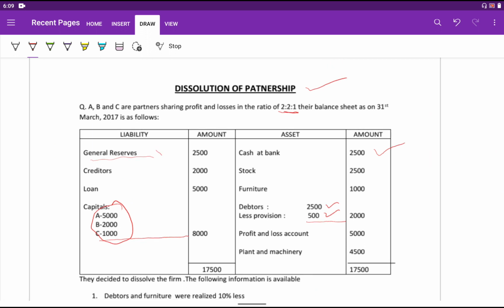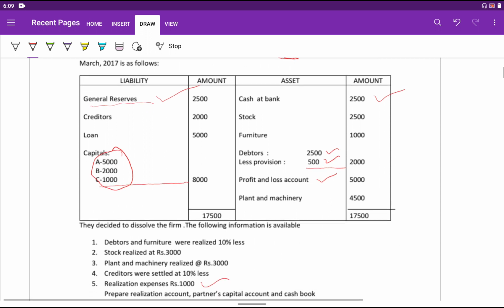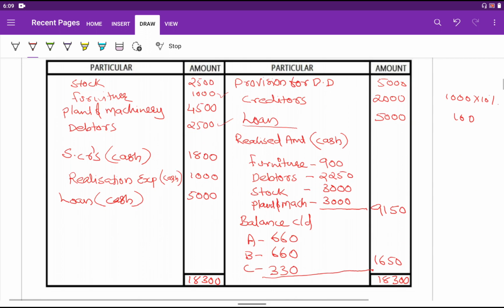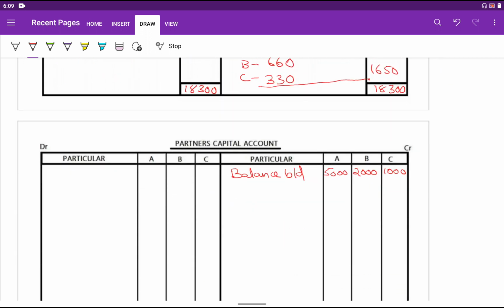Here general reserve and profit and loss account are there. General reserve we will transfer to the credit side of the partners capital account, because it is coming on the liability side. General reserve is 2,500. In the ratio 2:1, so 1,000 will be for A, 1,000 will be for B, 500 will be for C. Okay, so that is general reserve. Next one is profit and loss account.